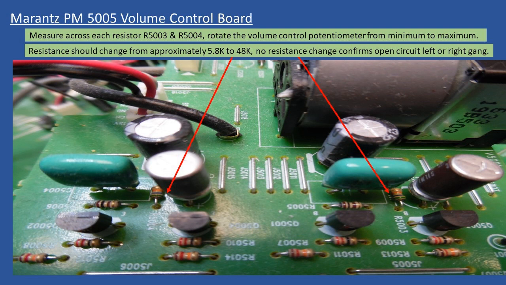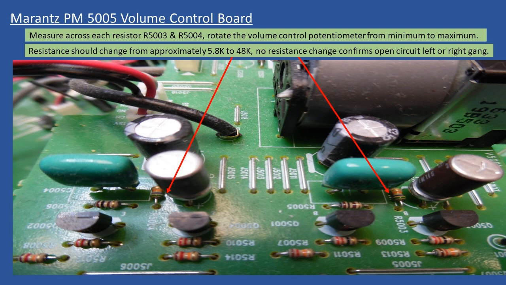And then as I rotate the volume control potentiometer clockwise, it should, in theory, increase the volume if it was working. And again, I'm looking for a change in resistance across R5003. And it should level out at about 48 kilo-ohms or thereabouts. Now, that's all I want to know. I just want to know, is it changing, is it not?